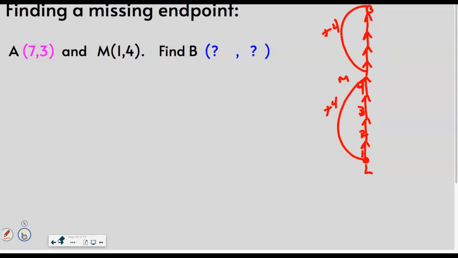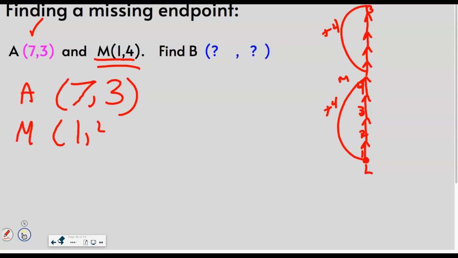And I think that's what you're going to want to do with these where they give you the midpoint. So I'm going to line these up. I'm going to put 7, 3. That's one of my endpoints. It's where I'm starting. I'm going to walk to the middle, and then continue walking in the same direction to get to the other side. So if I'm walking from 7 to 1, I'd have to go back 6 steps, which means I'm going to have to go back 6 more to get to the other endpoint.